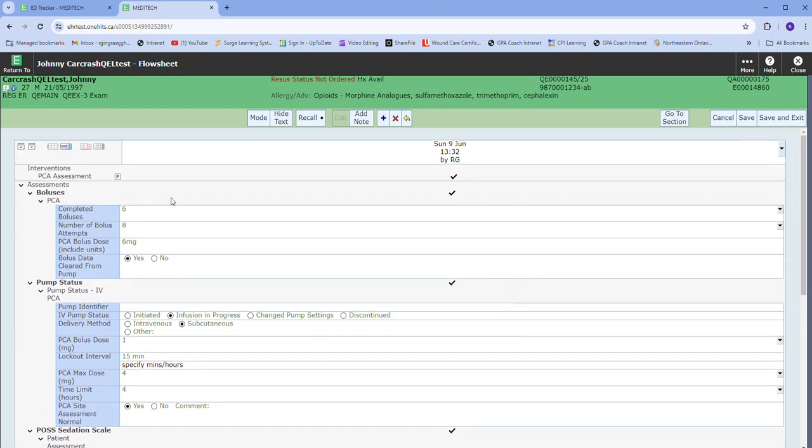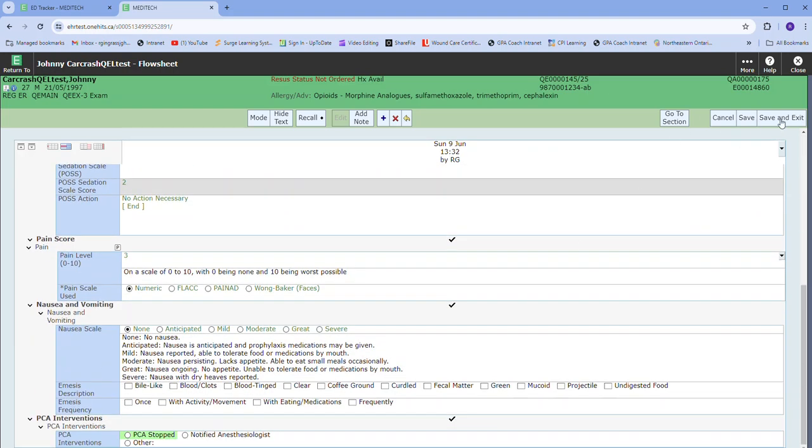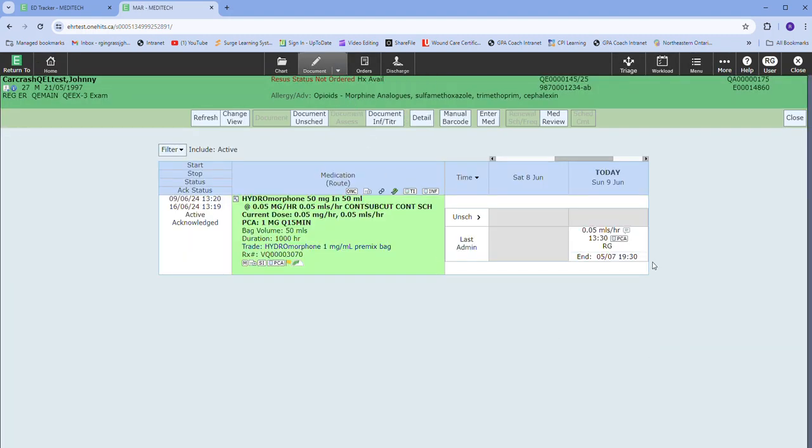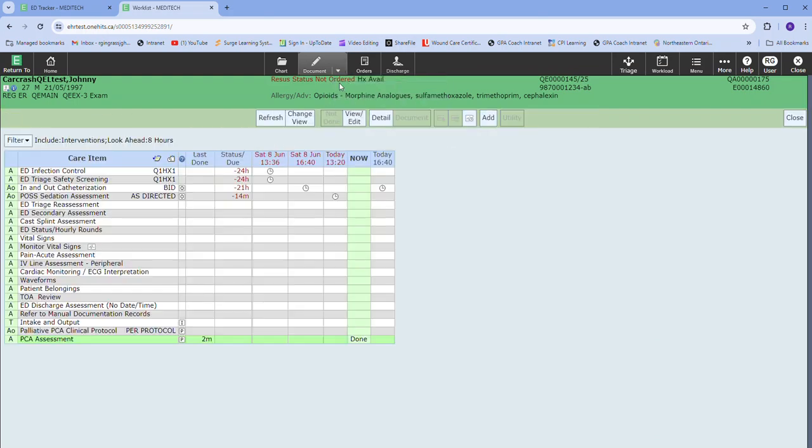This is what you should have documented at the end of your shift. So for PCAs, you're going to document first in the MAR your total dose, your total amount given for the shift, and then you're going to go to your work list and complete the assessment and documentation of bolus doses. Hopefully that is clear.